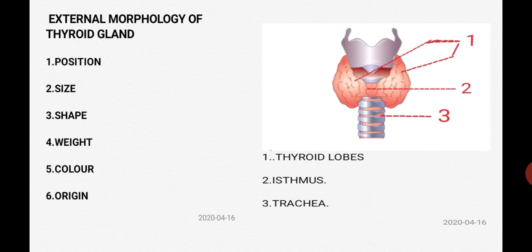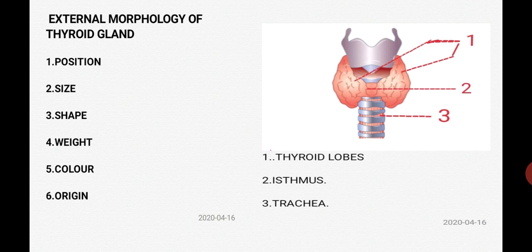Start with external morphology of a thyroid gland. External morphology means external characters. And for the external characters, you have to use the following points: position, size, shape, weight, color, and the origin, etc. Refer to the diagram.